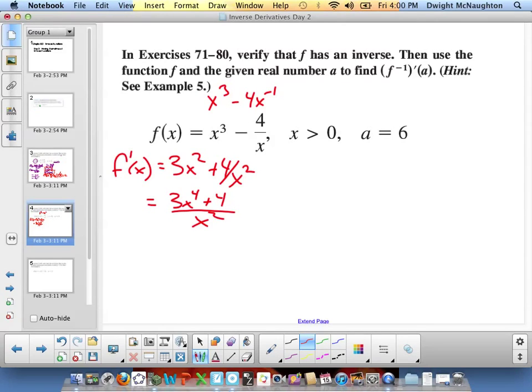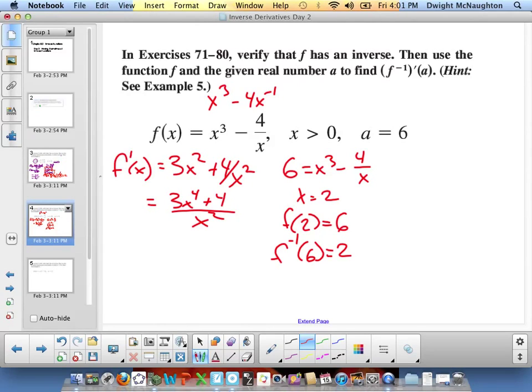Critical number is 0. It's always positive on the top. It's always positive on the bottom, so it's monotonic because it's always increasing. And we can see when the function equals 6, 6 equals x cubed minus 4 over x. Let's try 1. We got 1 minus 4. Nope, let's try 2. That's 8 minus 2. So f of 2 equals 6 means f inverse of 6 equals 2.